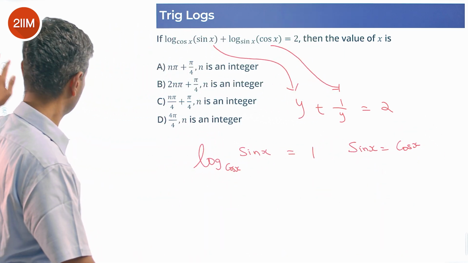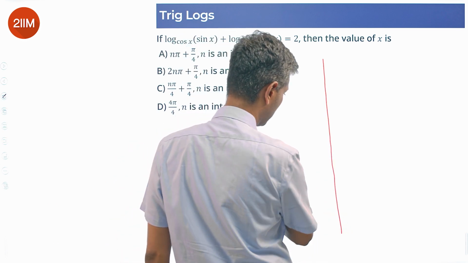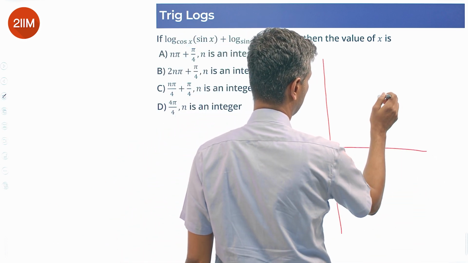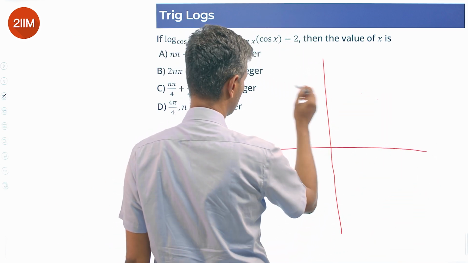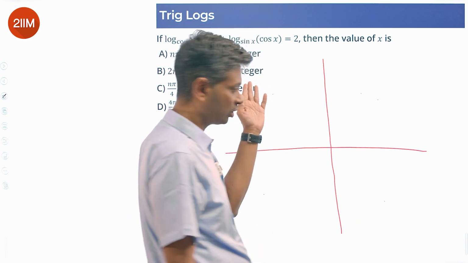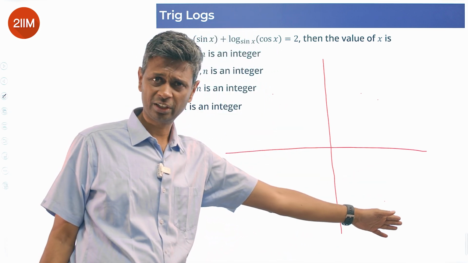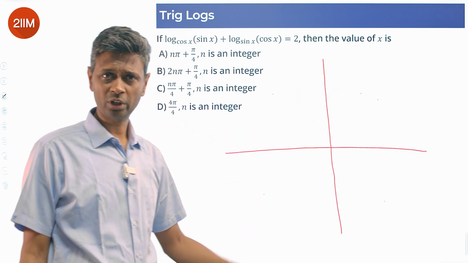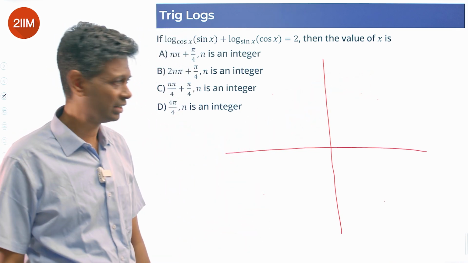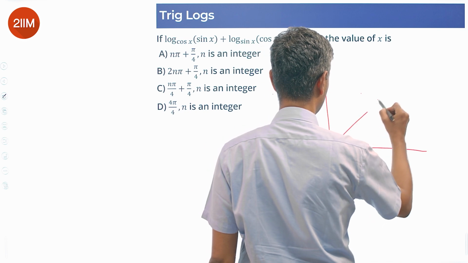Now sin x is equal to cos x, when will it work? It can work bang in between here. All silver teacups. Here only sin is positive, cos is negative. Here cos is positive, sin is negative. Here both are positive, both are negative. And when will they be equal? At 45 degrees. So at 45 degrees it will work.